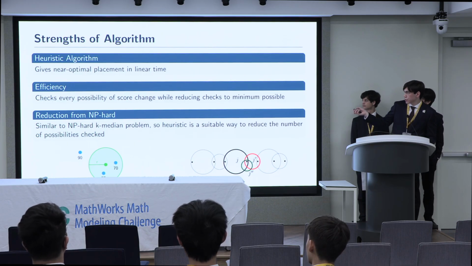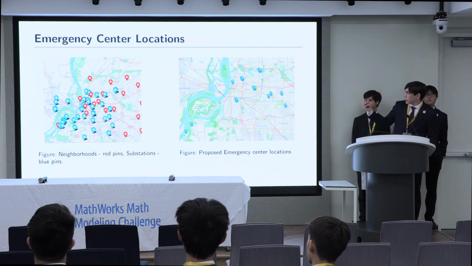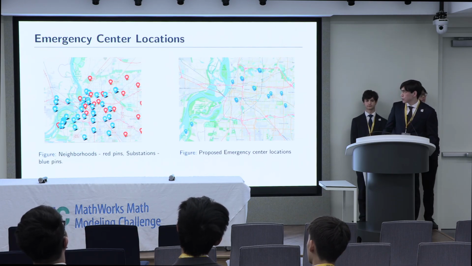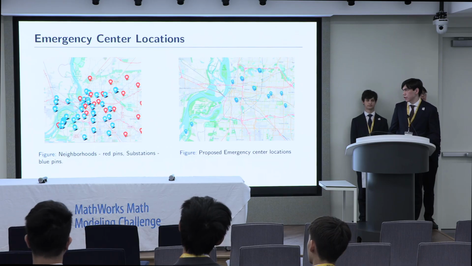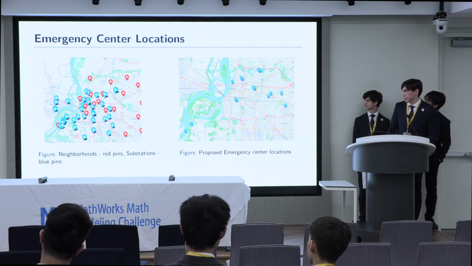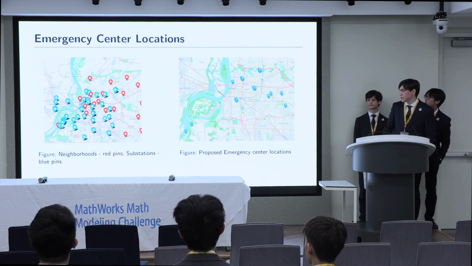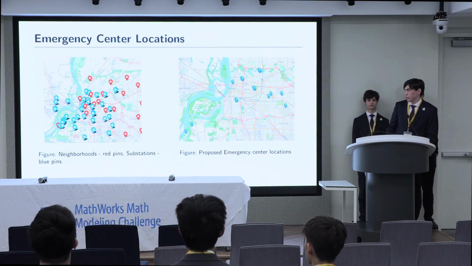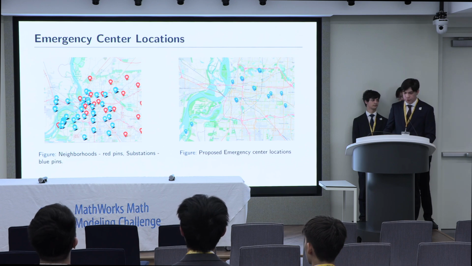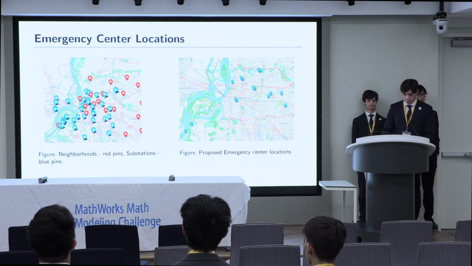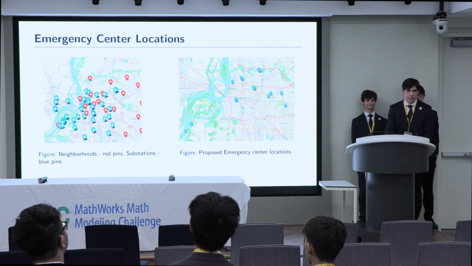So here are the results of our algorithm. As you can see, we have some emergency centers, and they are not placed in the richest neighborhoods, as one might expect. They are actually equally distributed around the city, which looks reasonable and justifies our algorithm. That is the end of our presentation. Thank you very much for your attention.